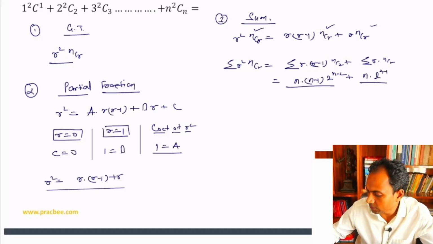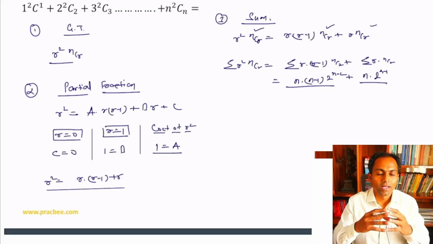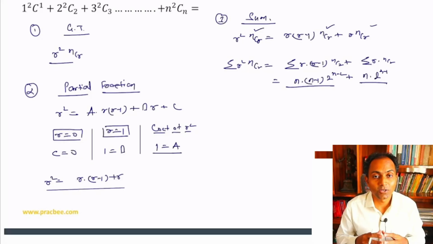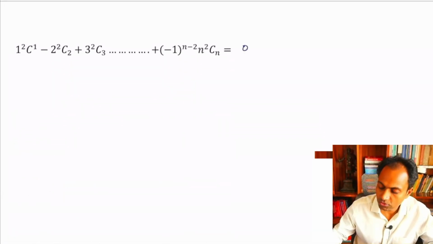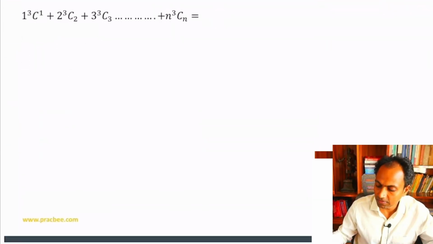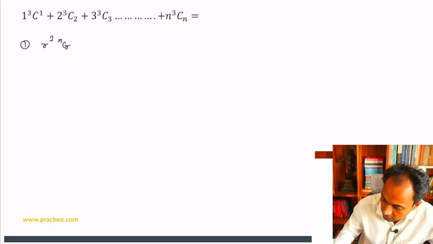Now you can see that I have used these two standard results that were earlier questions. And the solution of this question becomes extremely short. Why is this important? Because now this is something we know. But let us say that somebody has given you r cube nCr, then what are you going to do? So r cube nCr would be our general term.